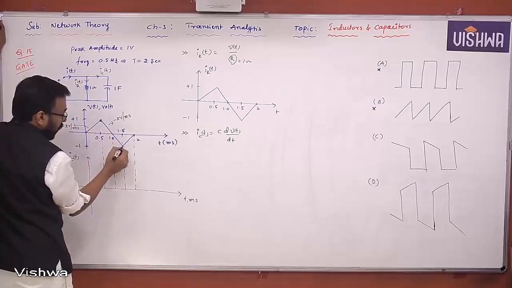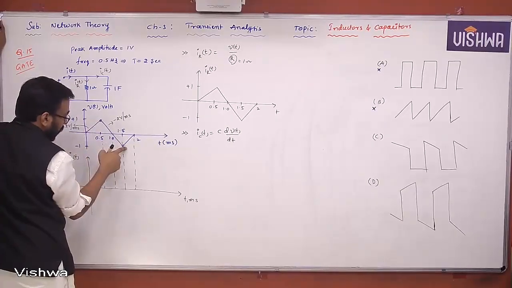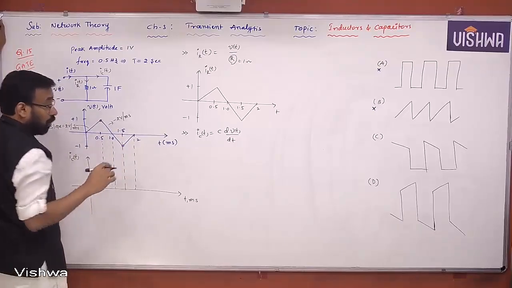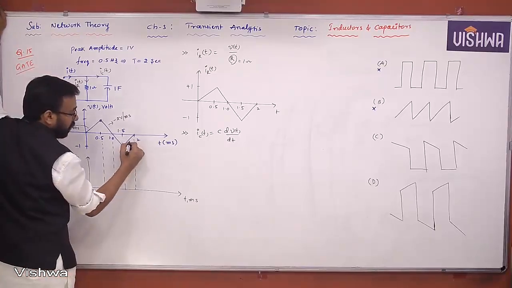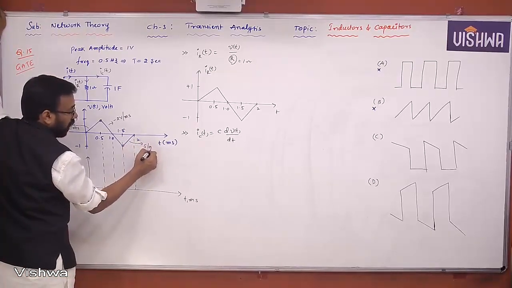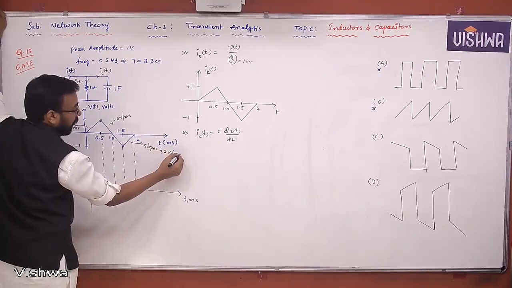Here x1, y1, x2, y2. You know very well, this is 0.5 comma 1, and this is 1.5 comma minus 1. Please find the slope. I think you understand how to find the slope; I don't need to explain it in detail. So again, the slope of this particular segment will be plus 2 volts per millisecond.